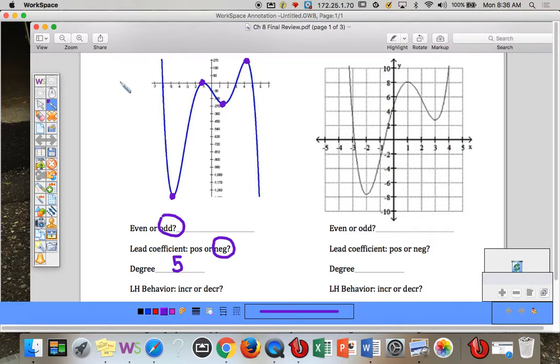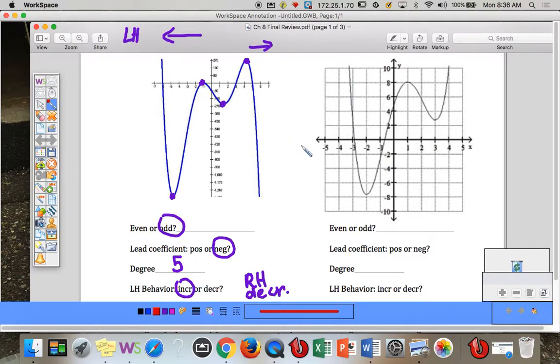And then the left-hand behavior, as you go to the left, what's happening? It's increasing. And then the right-hand behavior, as you go to the right, what's happening? We would say it's decreasing. All right, let's try the next one.